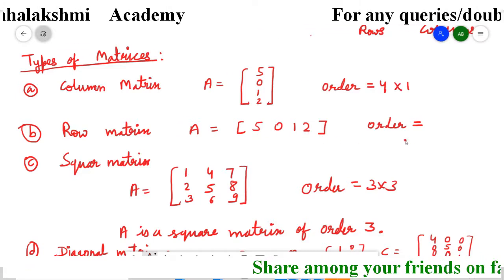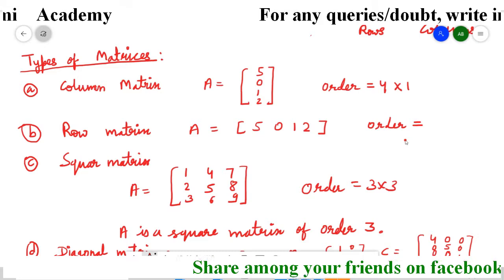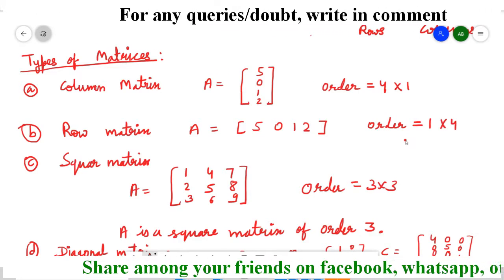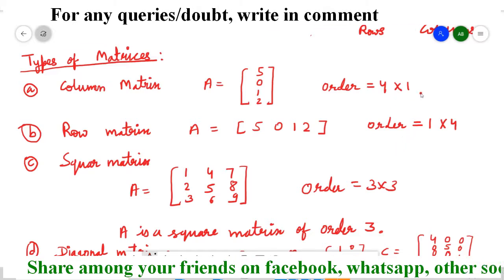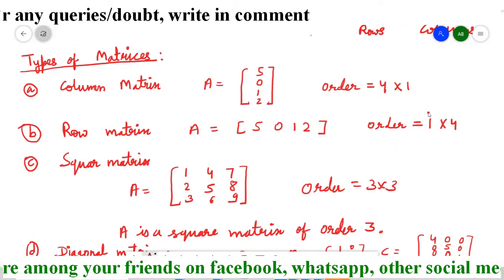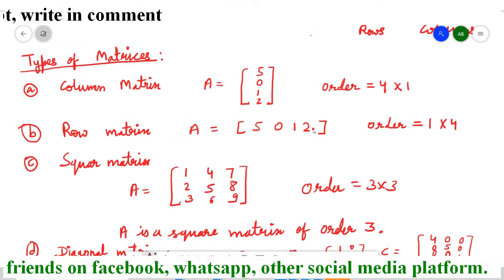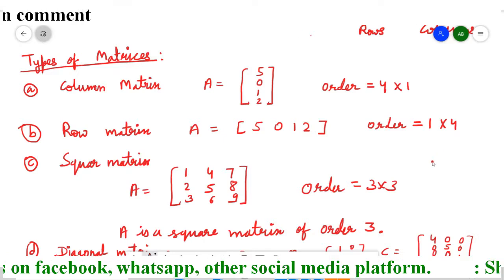So its order is going to be, first we have to write down the row. So the number of rows is only 1 and columns are 4. See the difference. 4 by 1 means 4 rows and 1 column. 1 by 4 means 1 row and 4 columns. So this is the order. Now I think the order is a little clear to you.